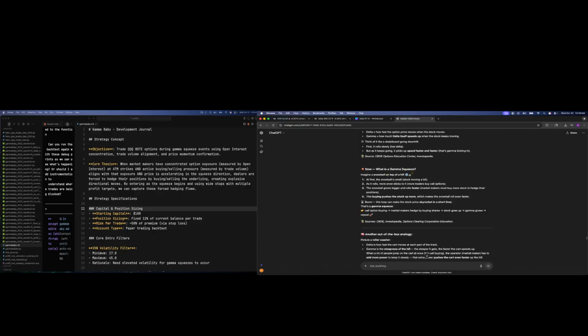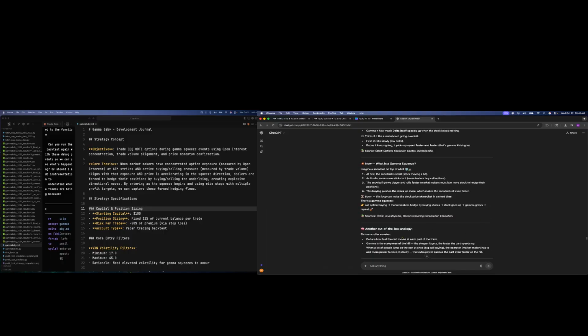So what's a gamma squeeze? Imagine a snowball at the top of a hill. At first the snowball is small, the stock is moving up a bit. As it rolls, more snow sticks to it, and more traders are buying call options. As the snowball grows bigger and rolls faster, the market makers buy more and more stock to hedge their positions. Okay, let me ask: can you thoroughly break down gamma squeeze like we are 12 years old and make sure to use out of the box analogies for this?